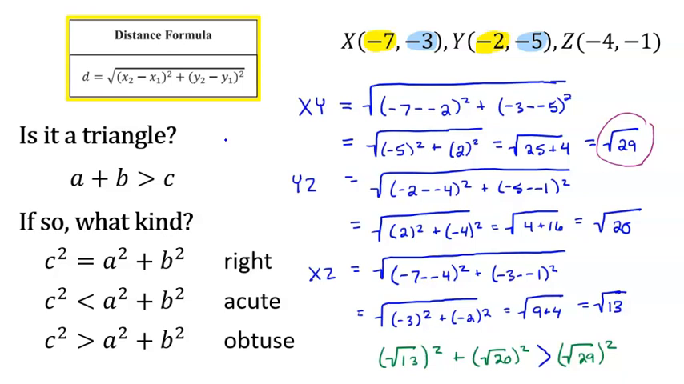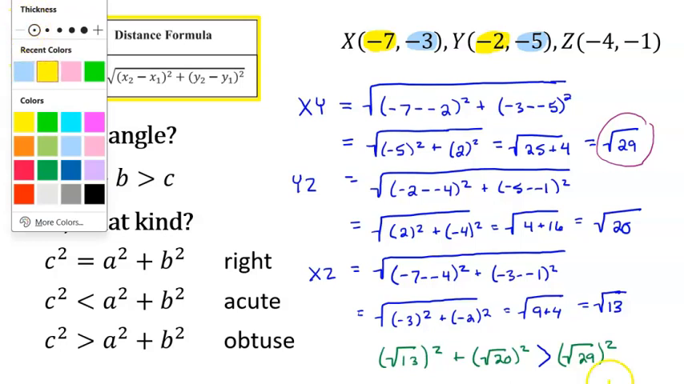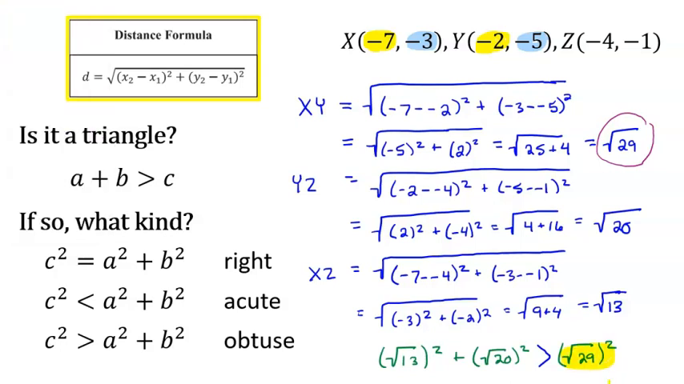And so with these, just make sure that you recognize that we are squaring radicals, and so it's just going to be what's underneath the radical, or the radicand. And so 13 plus 20 is going to be more than 29 in this instance. And so that makes c squared smaller, and so this is going to be an acute triangle. All right, and that is the last for our video.